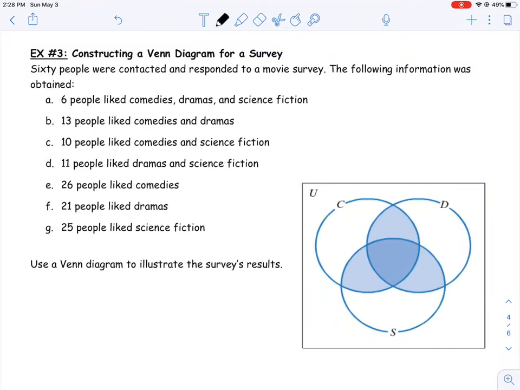All right, here's our last video for Chapter 2. We're going to do example 3 and 4 from section 2.5. We're going to continue talking about Venn diagrams and sets.